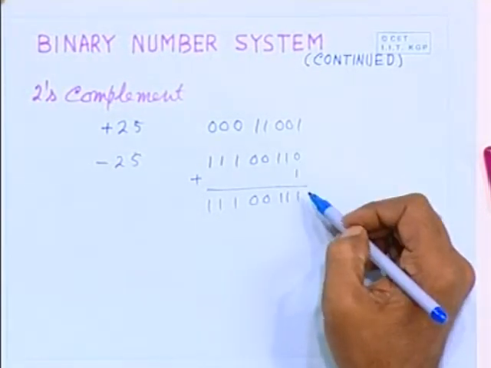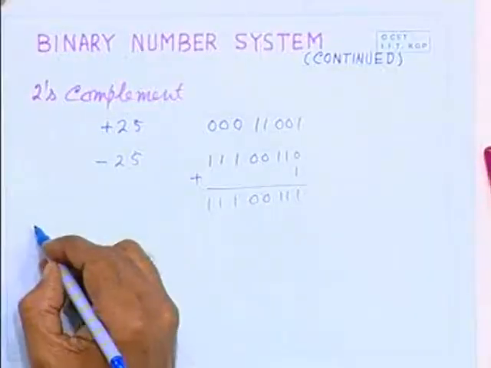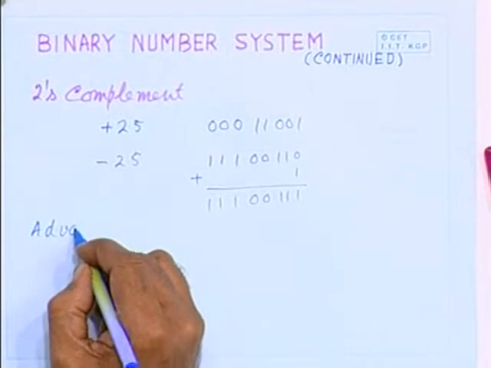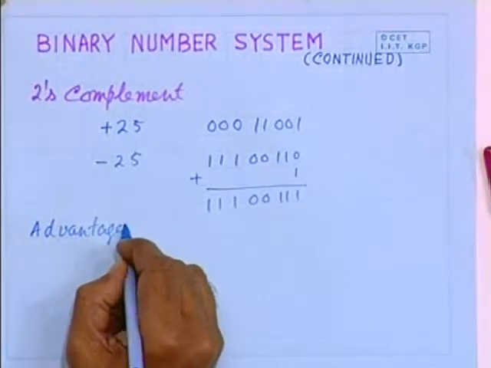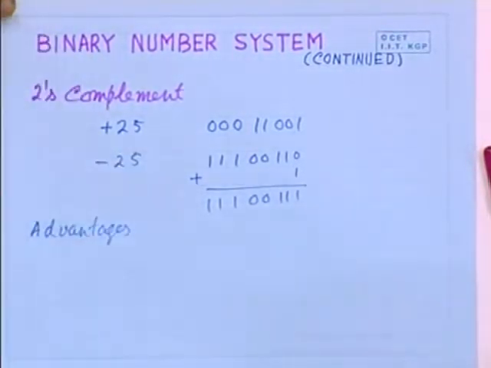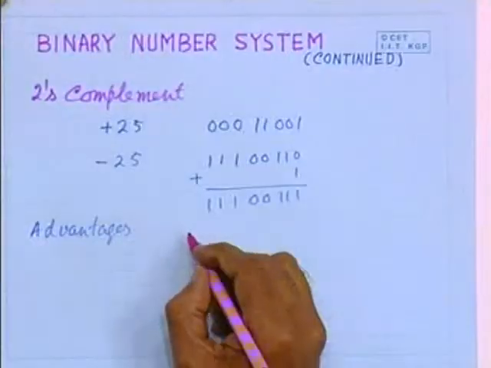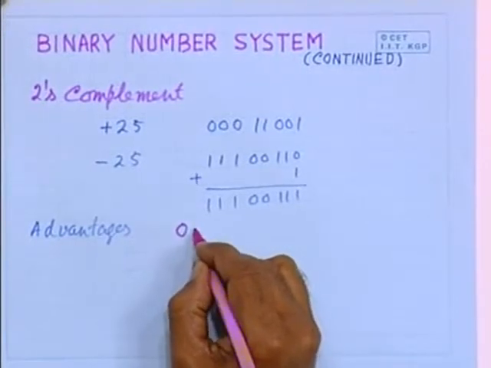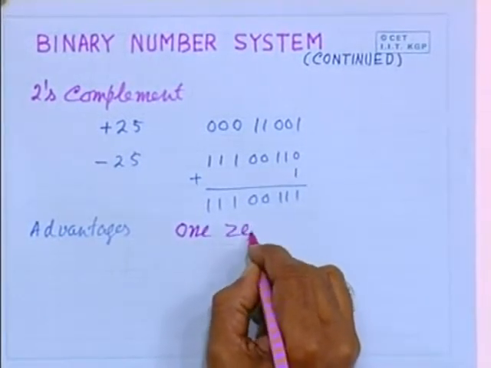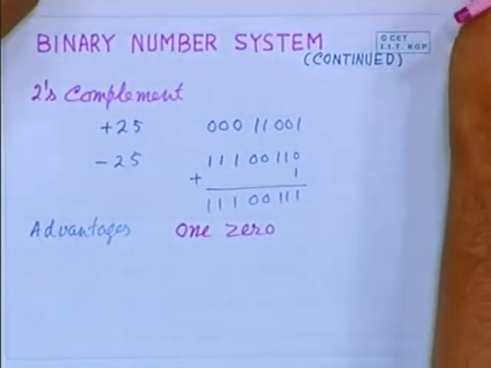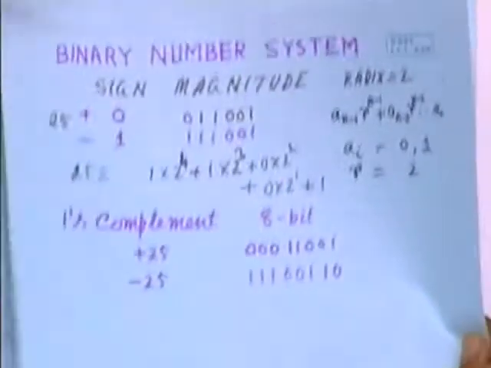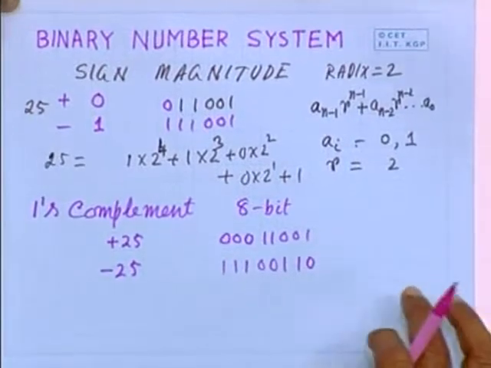And this 2's complement form of representation is very popular inside the microprocessor and microcontrollers. The reason for that is it has got some advantages. What are the different advantages 2's complement number system provides? First of all, it has only one 0. In case of 1's complement number system, it has got two zeros.